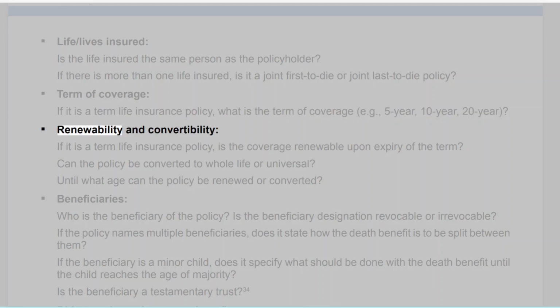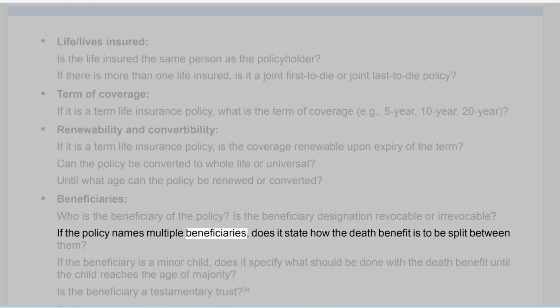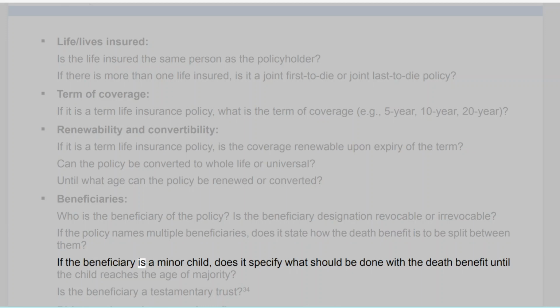Renewability and convertibility: if it is a term life insurance policy, is the coverage renewable upon expiry of the term? Can the policy be converted to whole life or universal? Until what age can the policy be renewed or converted? Beneficiaries: who is the beneficiary of the policy? Is the beneficiary designation revocable or irrevocable? If the policy names multiple beneficiaries, does it state how the death benefit is to be split between them? If the beneficiary is a minor child, does it specify what should be done with the death benefit until the child reaches the age of majority? Is the beneficiary a testamentary trust?